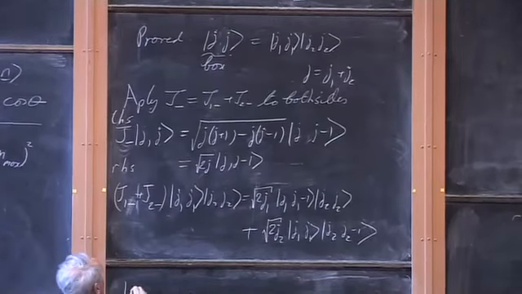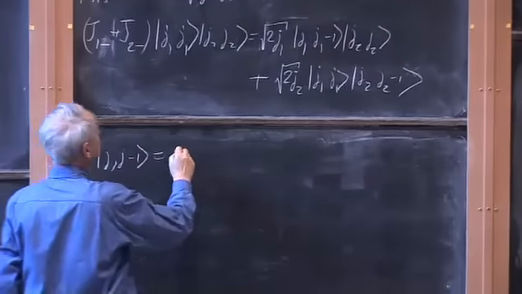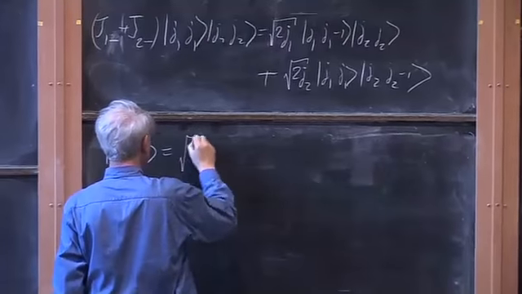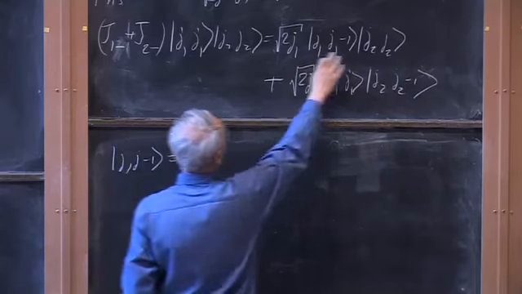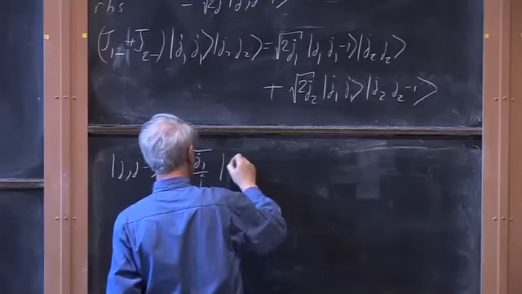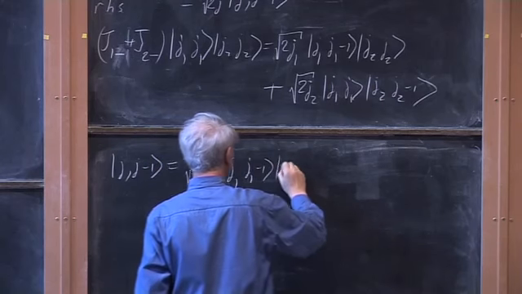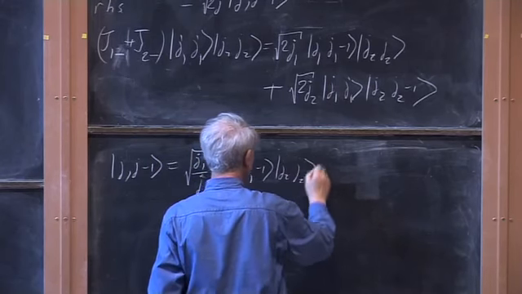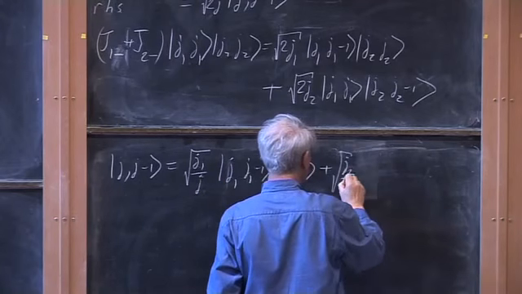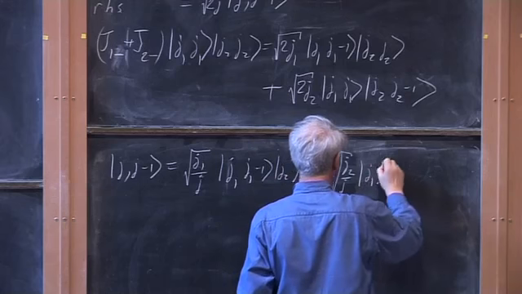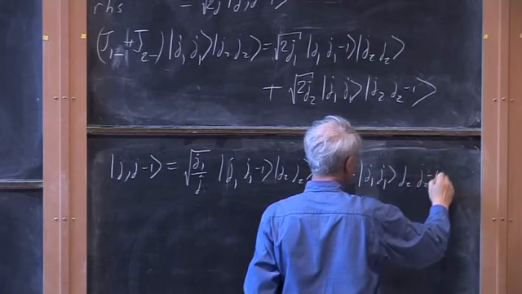We can say that the state |j, j minus 1> is the square root of j1 over j of this |j1, j1 minus 1>|j2, j2>, plus another square root, which is j2 over j of |j1, j1>|j2, j2 minus 1>.